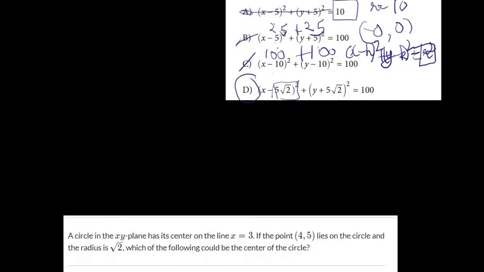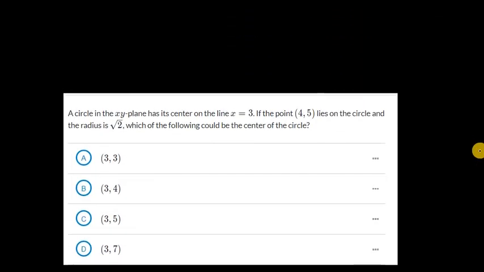Now on to the next one. Once again, give it a shot yourself. A circle in the xy plane has its center on the line x equals 3. If the point (4, 5) lies on the circle and the radius is square root 2, which of the following could be the center of the circle?